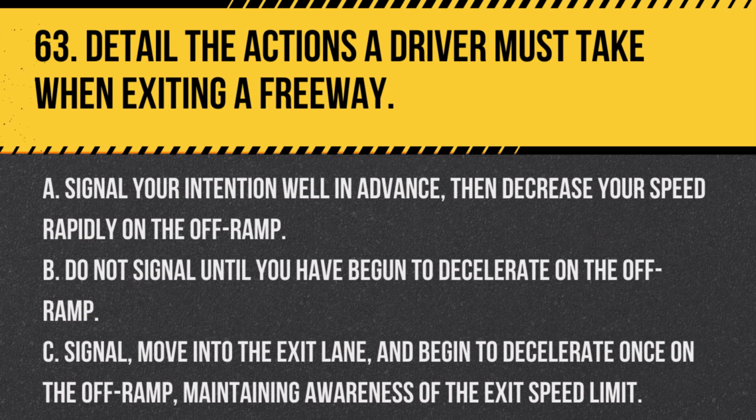Question 63. Detail the actions a driver must take when exiting a freeway. A. Signal your intention well in advance, then decrease your speed rapidly on the off-ramp. B. Do not signal until you have begun to decelerate on the off-ramp. C. Signal, move into the exit lane, and begin to decelerate once on the off-ramp, maintaining awareness of the exit speed limit. Answer. C. Signal, move into the exit lane, and begin to decelerate once on the off-ramp, maintaining awareness of the exit speed limit. It's important to exit safely and smoothly.